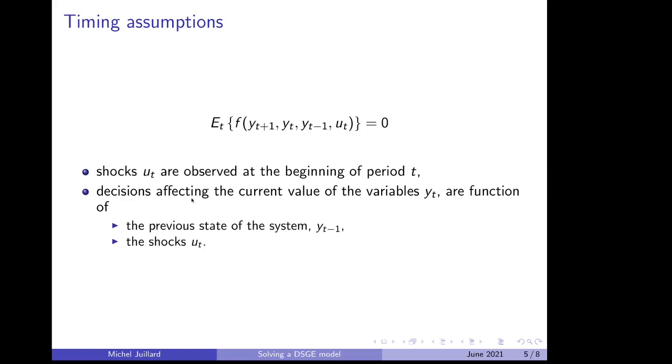Therefore, the decisions affecting the current value of the endogenous variable yt are a function of the previous state of the system, yt minus 1, that makes sense, and also of the shock observed at the beginning of the period. So when we write conditional expectation at period t, that means that in our information set, we have the previous state of the system yt minus 1 and the shock of the beginning of the period.